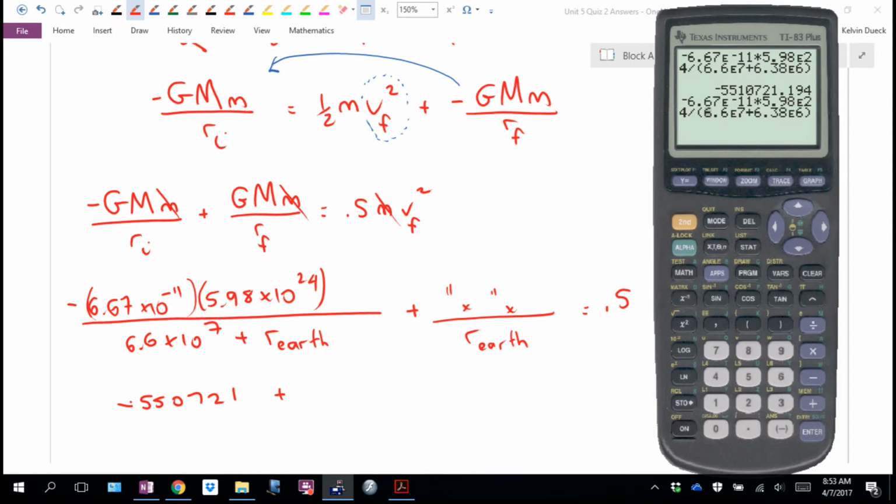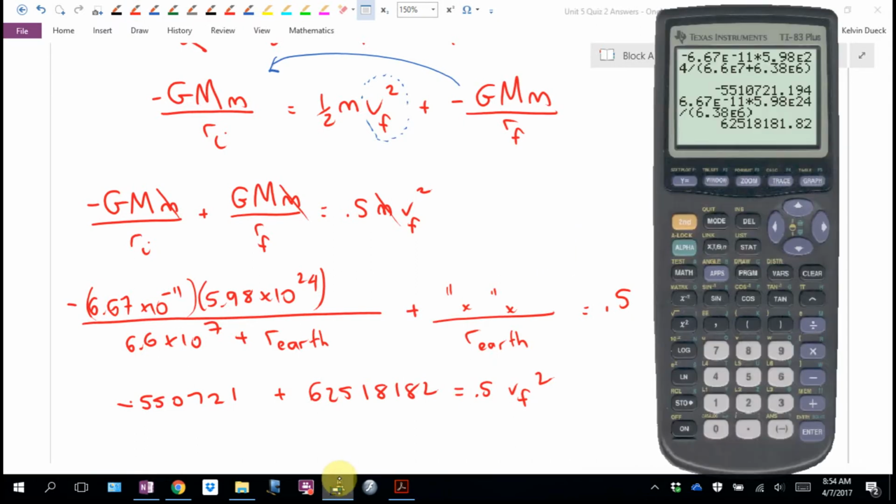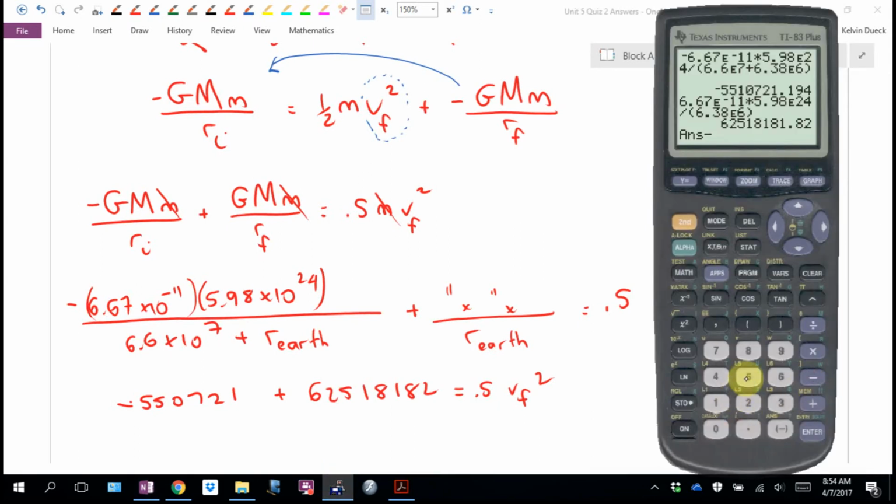And now I think I just go delete, delete, delete, delete, delete, delete. Oh, and delete the negative. 625,181,82. That equals 0.5 VF squared. Is that right? Yeah, okay. So it's going to be this number, and then take away 550,721. That leaves me with that number there.